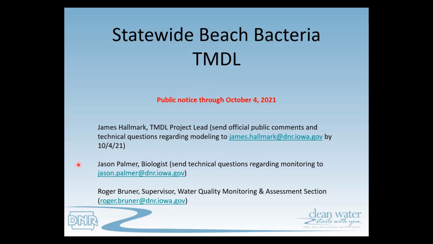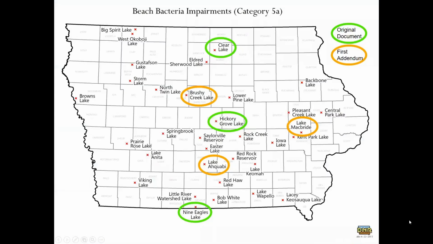And my job here today is to go through a couple of slides to kind of set the tone. So that first original document, the first 3 study lakes that we used to build the statewide beach bacteria TMDL, that came out last year, were Clear Lake, Hickory Grove Lake, and Nine Eagles Lake. You see those circled here on the map of Iowa in green. Those have been approved by the Environmental Protection Agency, so they are ready to go. These lakes that are circled in orange are the lakes that we're going to be talking about today that are in the addendum: Brushy Creek Lake, Lake McBride, and Lake Macbride.